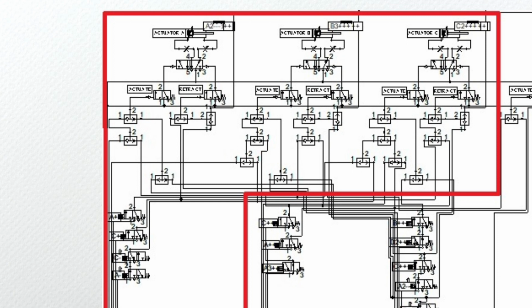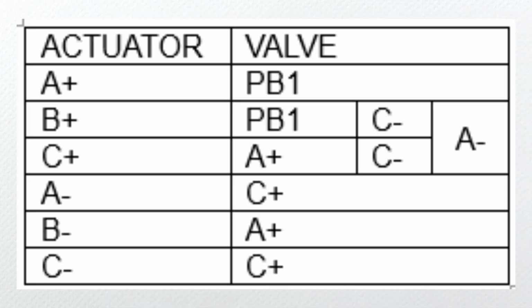Then A minus C minus was controlled by a 3-way valve labeled C plus, and B plus C plus was controlled by two 3-way valves labeled C minus and A minus. The table shows the connection of the labeled valves to the actuators.